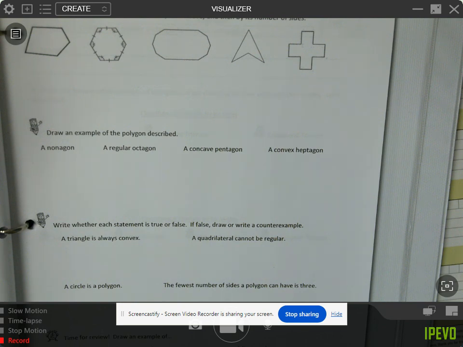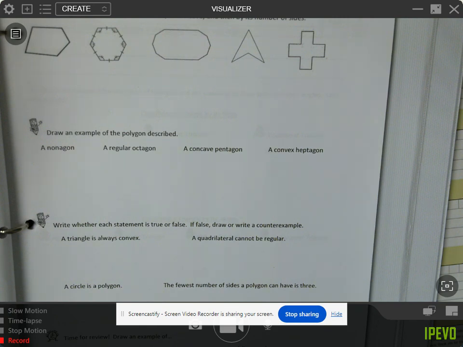Yes? For these, could it be convex and regular, could it be multiple on the top? Yep, but you have to prove it. So if you can't prove one of them, then you can't write it. It has to be provable.